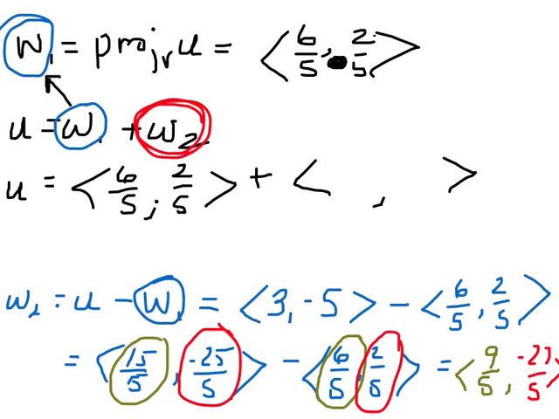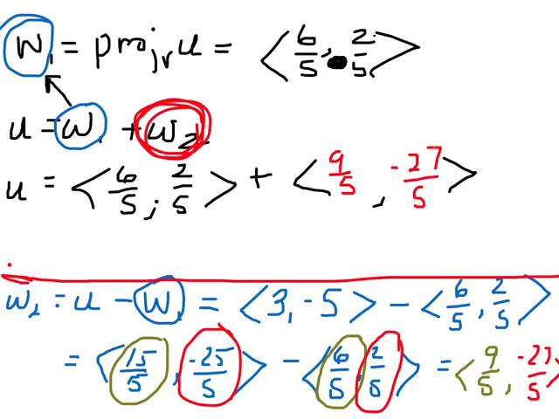Now remember, I needed to find W2 so I could finish writing the vector U as the sum of its two orthogonal vectors, W1 and W2. So W2 needs to go up here, 9 over 5 and -27 over 5. So now I need to complete the process. Let me draw a line across here; this was my side work down here at the bottom. Now I'm going to come back up here and finish writing U as the sum of its two orthogonal vectors.